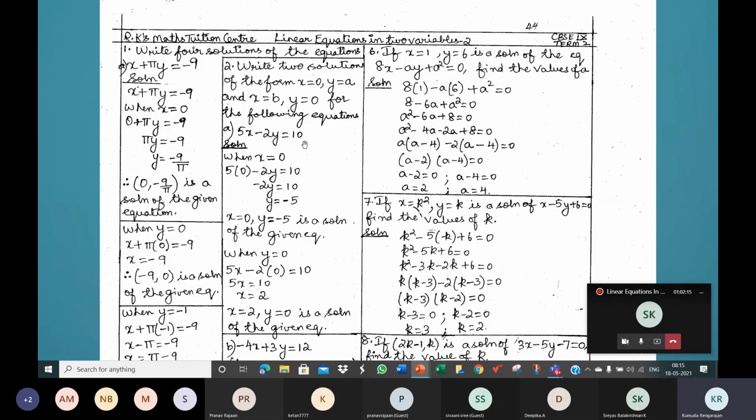So take up the equation. When x is 0, find the corresponding value of y. So when x is 0, y is minus 5. So x is 0 and y is minus 5 is a solution of the given equation.